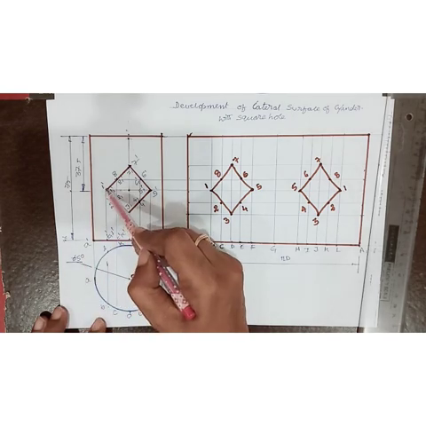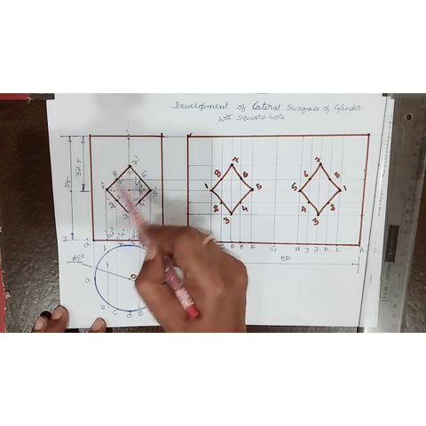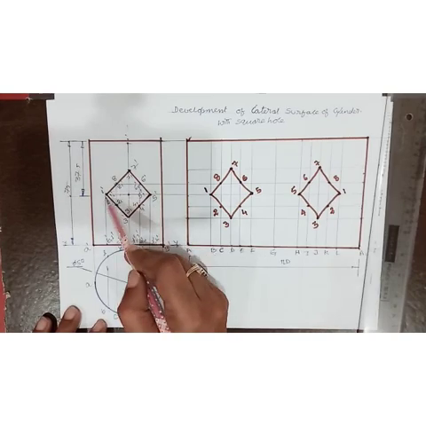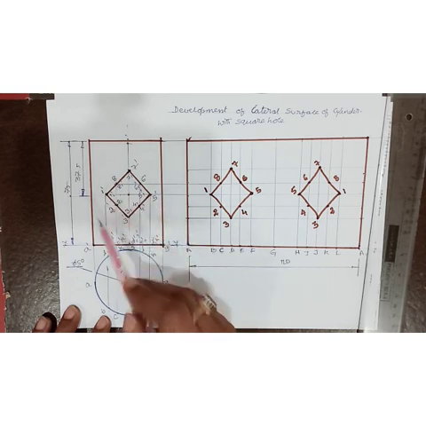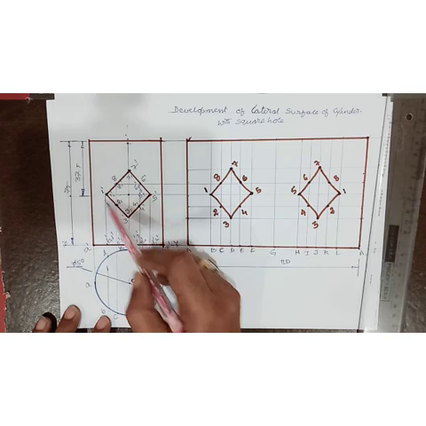After that, draw a 45 degrees line, in such a way that this length should be equal to the length of the side of the square hole. Then complete the square portion. After that, take points on the square hole, say 1, 2, 3, 4, 5, 6, 7, like that. We can take some reference points on it.